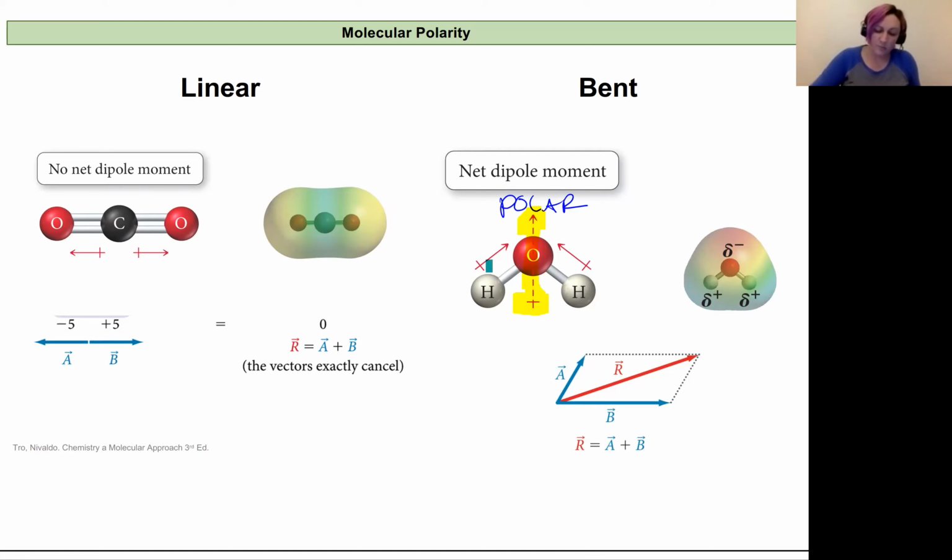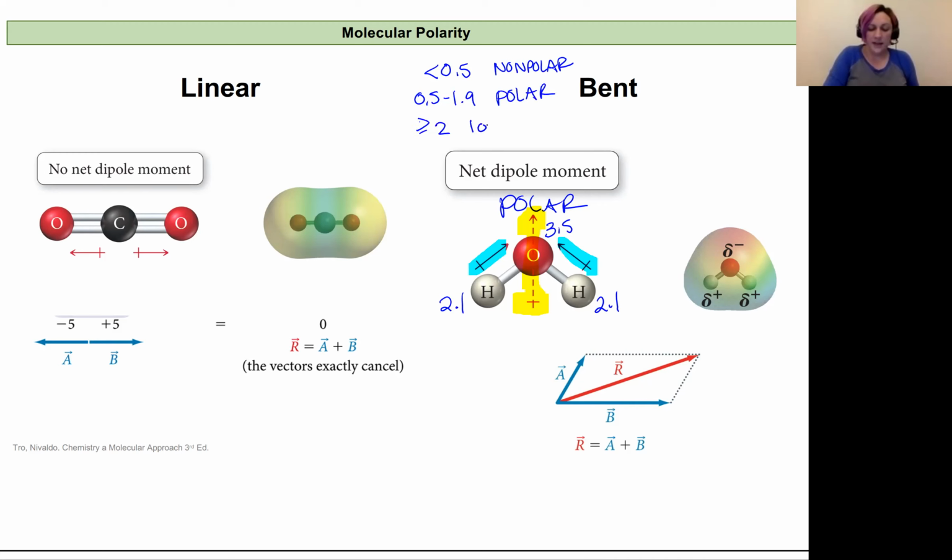So here in blue, I have the polar bonds. That hydrogen has an electronegativity of 2.1 and the oxygen has a 3.5. So I have a polar bond. Remember, if it's less than 0.5, it's nonpolar. If it's 0.5 to 1.9, it's polar. If it's greater than or equal to 2, it's ionic. So in this case, we're looking at this range right here for polar bonds.